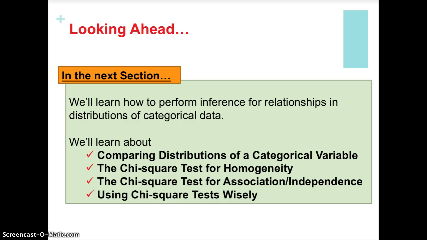So in the next section, we're going to be taking a look at the 2 other tests of chi-square, homogeneity and independence. So I'll see you then.